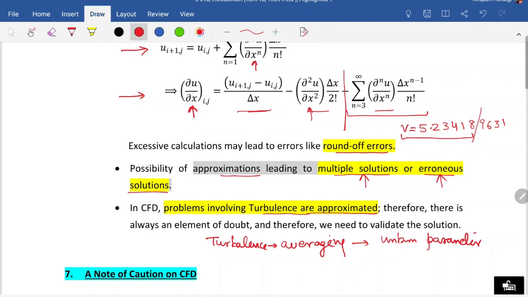So if we think that CFD is going to give us the exact solution always, no. We have built-in approximation. We have truncation error, we have round off error, and we have this turbulence error. And then you have error in solving the equation also.